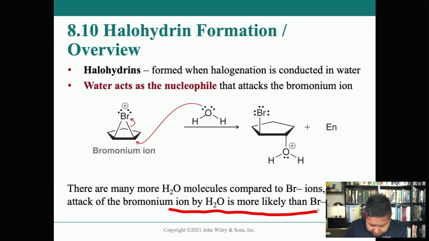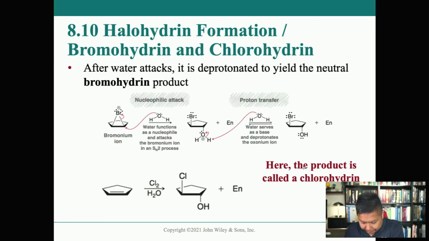So just like before, we'll get the bromonium ion from the nucleophilic attack of the double bond on the bromine molecule. And then after that happens, we'll do a backside attack, SN2 style, with the water, and we get this product here. And eventually one of these protons will get deprotonated, and we'll get the hydroxyl, or the alcohol. There's the actual reaction mechanism here. After water attacks, it is deprotonated to yield a neutral bromohydrin product.